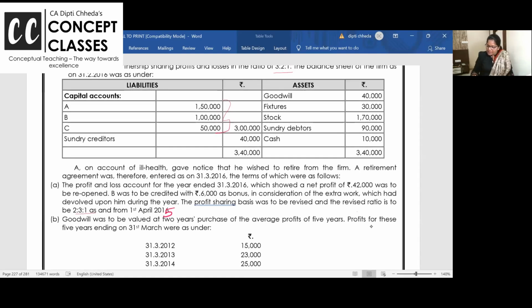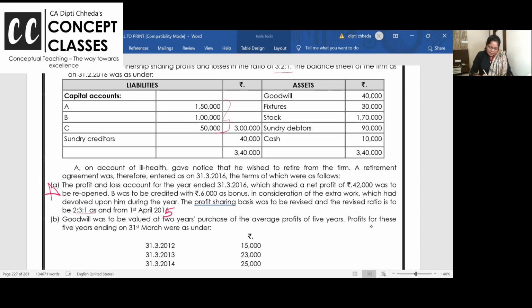Profit and loss for March 16, which showed a net profit of 42, was to be reopened. The profit you have already given to the partners, so get it back. Get the profit back from the partners by debiting their capital accounts. Why do you want to reopen? Because you had to pay 6,000 bonus to B and you didn't pay, and then the remaining profit is now shared in the ratio of 2:3:1, whereas earlier you had shared the profit in the ratio of 3:2:1.